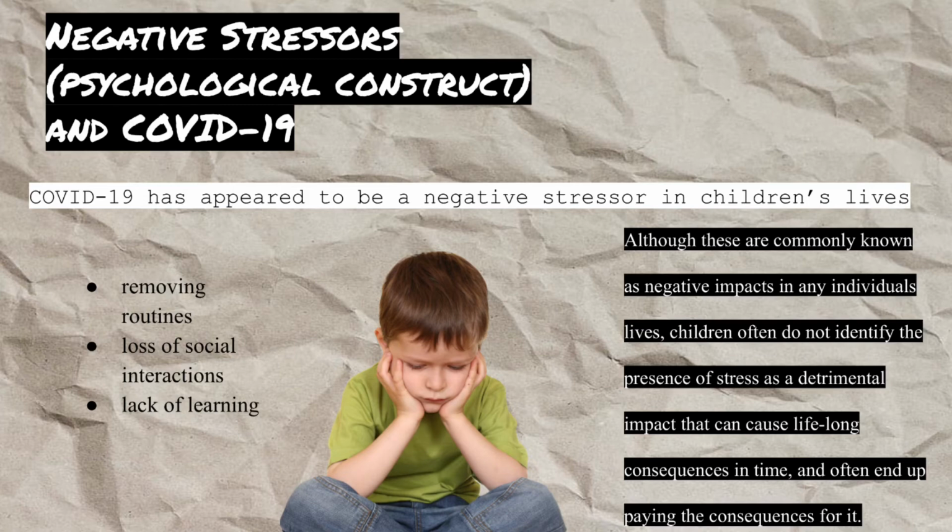It may be presented in a way that is so drastic that it takes a lot for a child to understand. And like I mentioned in my comment on the right, although these are commonly known as negative impacts in an individual's life, these young children cannot often identify the presence of stress as a detrimental impact, especially a negative stress. And in the meantime, this can cause lifelong consequences, and it often ends up with the child growing up and paying the consequences for it.